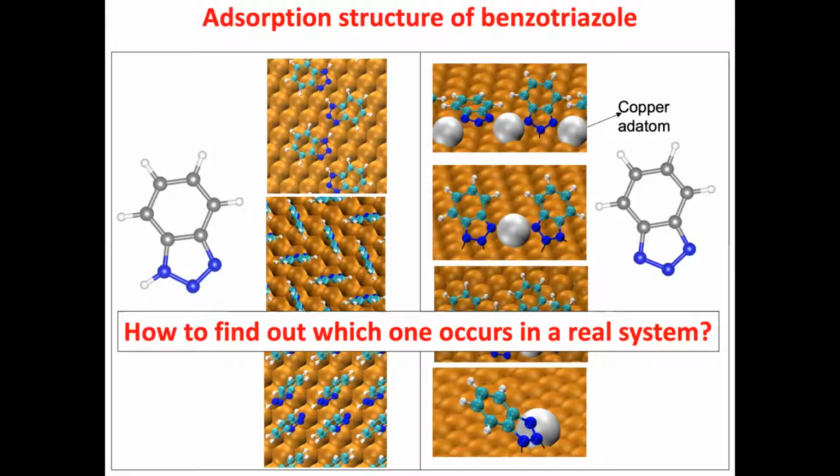And how do we find out which one occurs in the real system? The short answer is that, well, we can't really by ourselves. So we need help from experiments. And I think this is really the first hint that this system is a pretty complex system. If we think about it, there are many degrees of freedom. It can be protonated, it can be deprotonated, it can absorb through the azole moiety, or it can absorb via this van der Waals interaction with the benzene ring. Its behavior depends a lot on how many of these copper atoms are available on the surface. So it is a system which is not trivial at all.